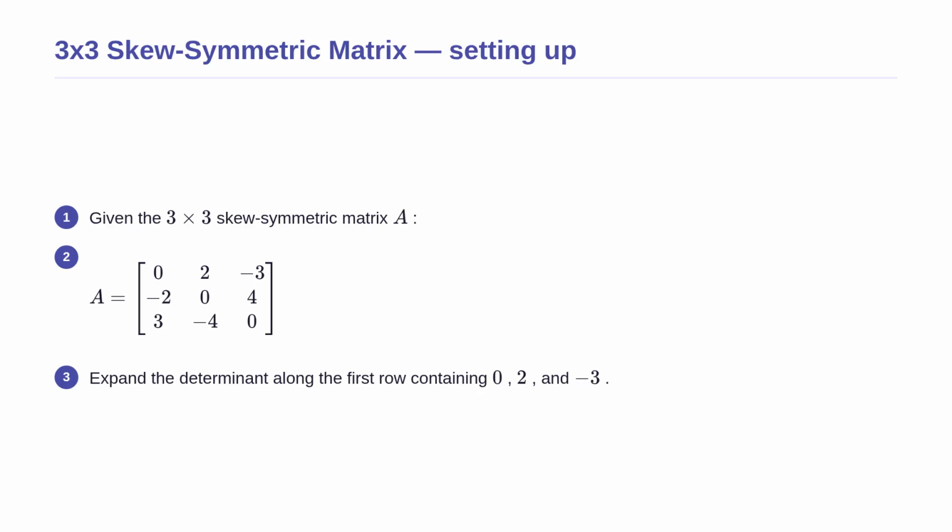Before we prove why this happens, let us verify our theorem by calculating the determinant of a specific 3x3 skew-symmetric matrix. We are given a matrix where the main diagonal is all zeros and the mirrored elements are exact negatives of each other. We want to find its determinant to see if it truly equals zero. We will use the standard method of expanding the determinant along the first row, which contains the numbers 0, 2, and -3. This will test our rule perfectly.